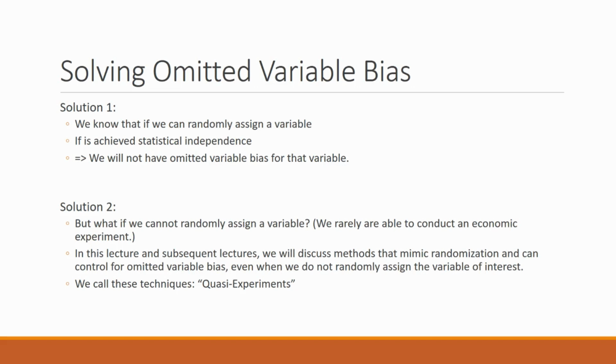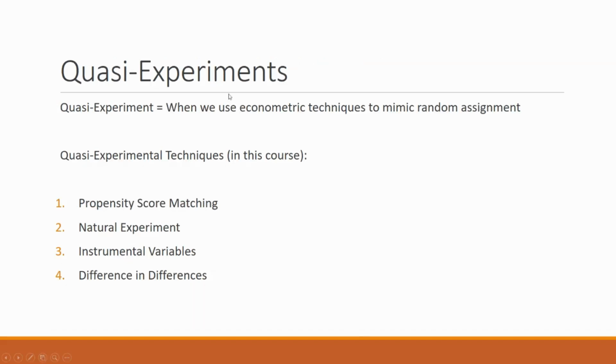We're going to call these techniques quasi-experiments, or quasi-experimental techniques. These are techniques that will try to mimic randomization. They will try to mimic the consequences of randomization so that we can get this unbiased treatment effect, this unbiased relationship between the variable of interest and the dependent variable. Okay, so we're going to use quasi-experiments. That is the second solution. Today we're going to do one example of quasi-experiments. All right, so let's do quasi-experiments.